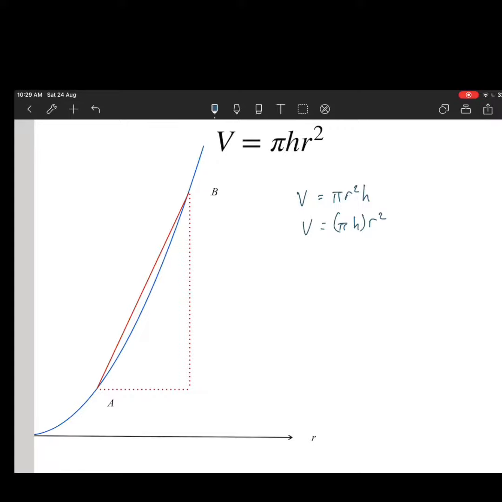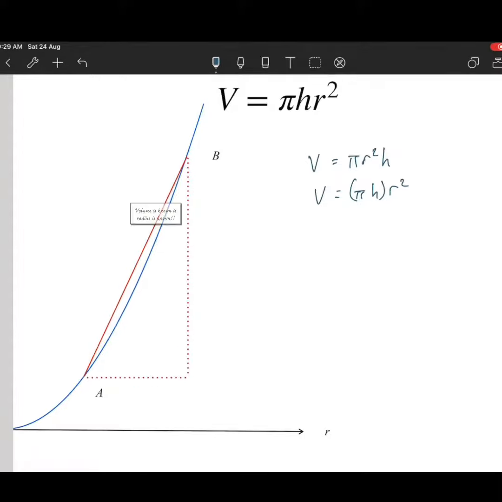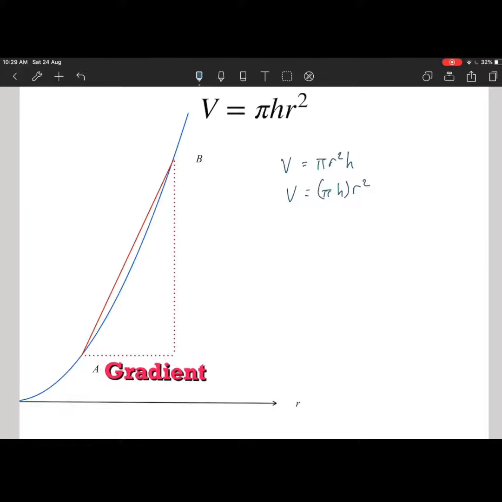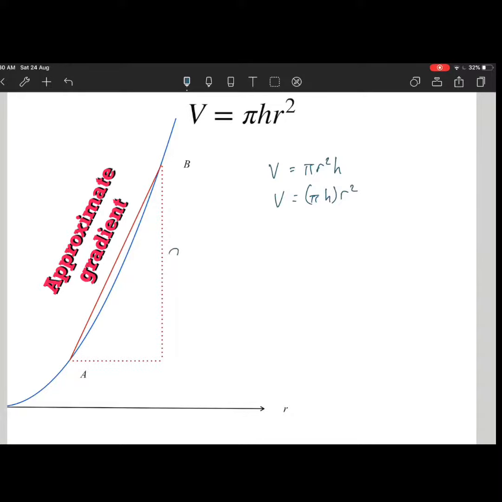The above volume would be a function in terms of radius. In other words, knowing the radius of the cylinder would allow us to calculate the volume of the cylinder. If we want to calculate the gradient at point A, we could calculate the gradient of the red triangle as an approximate value of the gradient at A. Given that the change in volume is ΔV and the change in the radius is ΔR, the gradient at point A could be approximated as ΔV over ΔR.